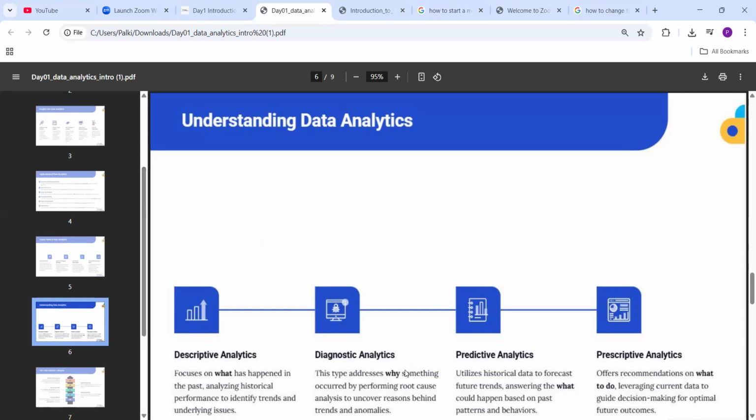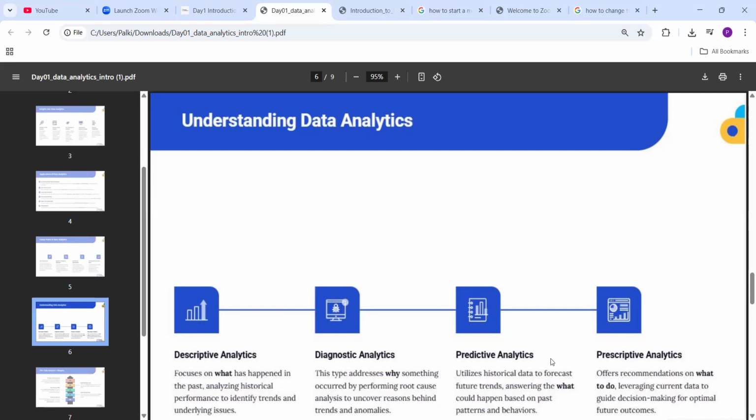Second is diagnostic analytics. This type addresses why something occurred. Okay, so if somebody would ask you why does the corona happen, we know that the disease was carried away from China and whatever we all know. And how can we find the anomalies and all those? This is diagnostic. Like we have diagnosed and then we have treated it with the injections or with the medicines like that.